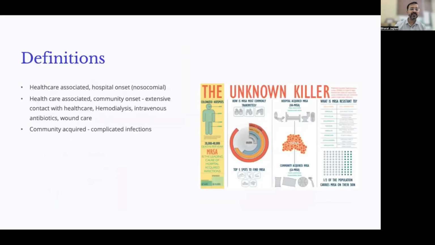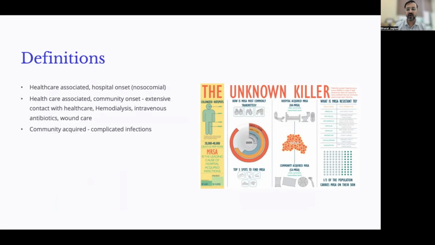It's important to understand what these terminologies mean. There's healthcare-associated, hospital-onset nosocomial infection, which comes in a patient who has been admitted to an ICU, that is an IPD patient. There's also healthcare-associated community-onset, where the infection is acquired from healthcare, but the patient is not an IPD patient. They are frequent visitors to the hospital, like a patient on hemodialysis, someone on intravenous antibiotic therapy, or visiting the hospital for wound care.